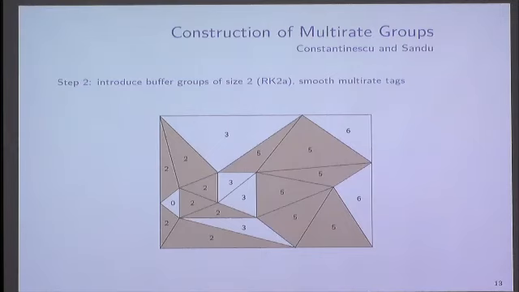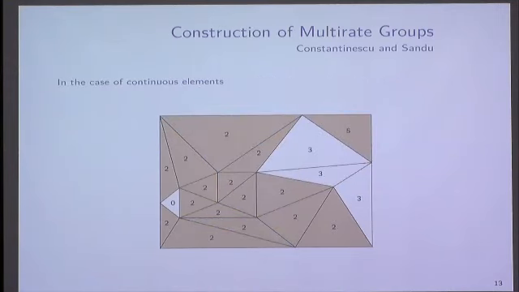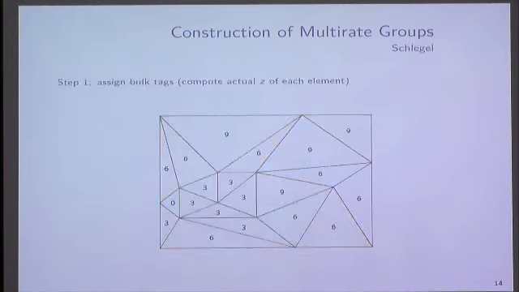After that, we introduce the buffer groups and we smooth the multirate tags to have a smooth transition between all the elements. In the case of continuous elements, as you can see, the buffer regions would be a lot larger, and we will have a multirate method that is a lot less efficient. But also, it's not clear how you're going to handle the global mass matrix with this. Actually, we didn't really explore that.